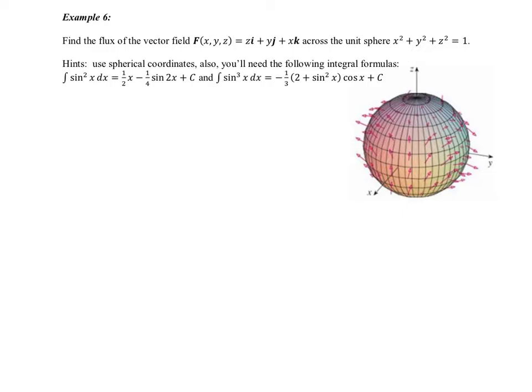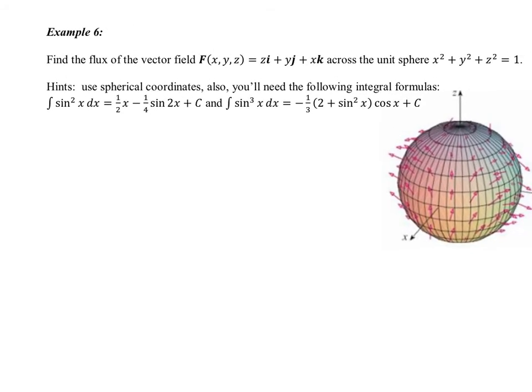So let's start with finding the vector equation for the sphere. We did this earlier in our section here, and we're going to use phi and theta. This is a radius of 1, so we have sine of phi, cosine theta for x, and sine of phi, sine theta for y, and then cosine phi for z. So again, that vector is representative of our unit sphere.